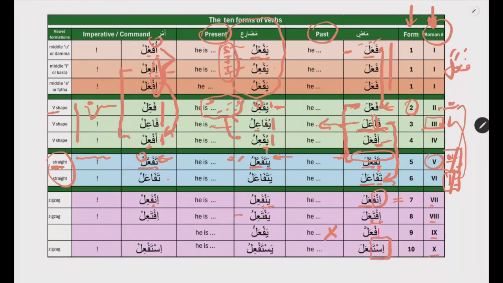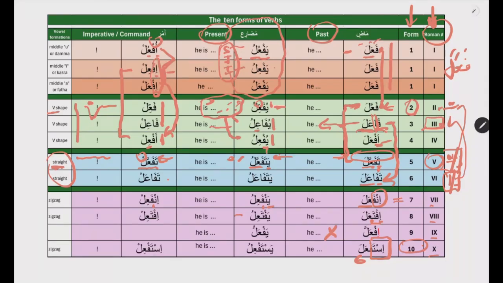All right. The last one is very easy to remember. Alif sin ta, istafala. Anything with alif sin ta, and if you look at it in terms of the number of letters, this has got 6 letters here at the end, and that's the longest verb form from all of these. The number 10 goes with the 10, alif sin ta, right? And yastafilu, and istafil is the imperative.